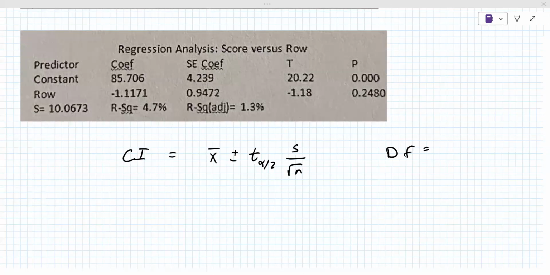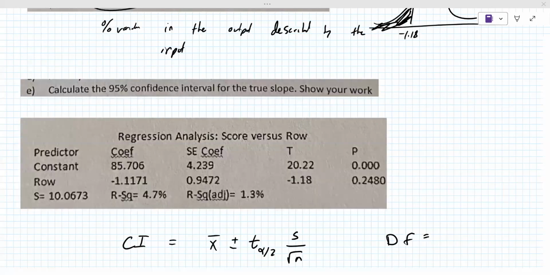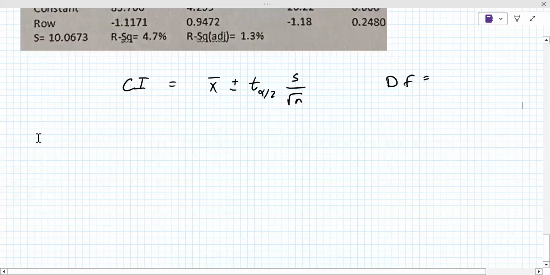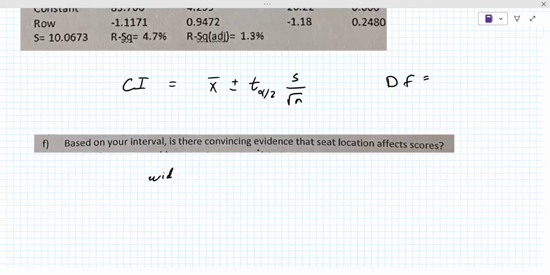You might want to ask about this one, especially because it says show your work, or pull up the answer because we're running out of time. The answer to part F is based on how wide that interval is, and if it includes 0 or not. Because if it includes 0, you don't know whether it's a positive or negative slope, which means it may not increase or decrease your score.